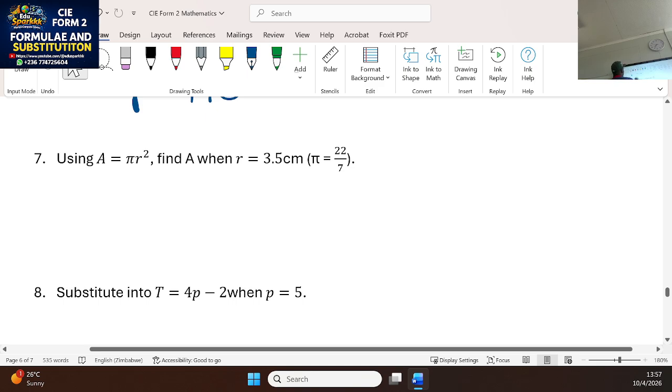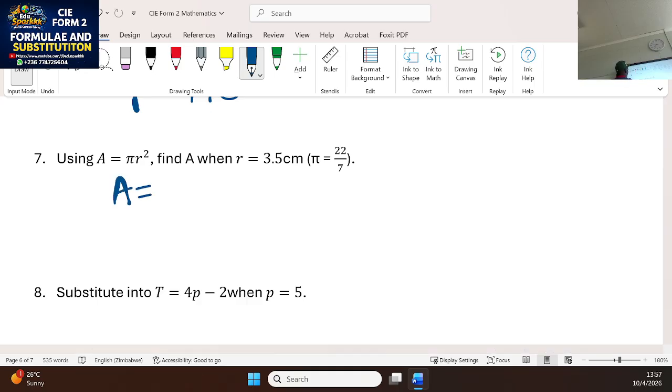Now, using A equal to pi r squared, we are calculating area of a circle. Find A when our radius is 3.5 and pi is 22 over 7. So we are multiplying this by 3.5 by, again, 3.5, because we are squaring. And when this happens, we'll need a bit of long multiplication there.